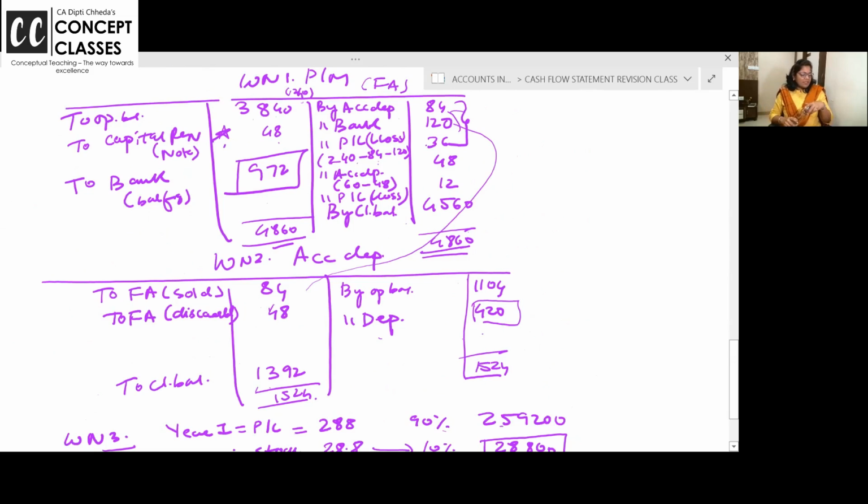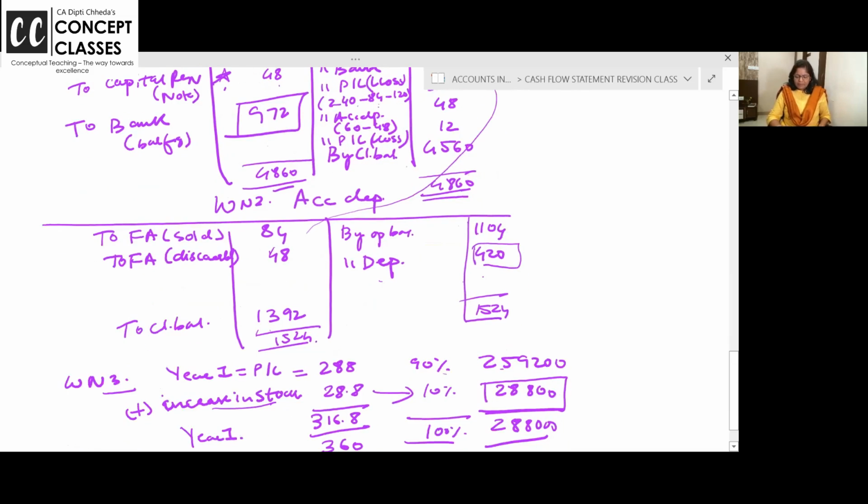I have answers of all the problems. Tomorrow, if you don't want to do one problem, we can just discuss all the problems. That will also help, to see that this problem has this adjustment, so it is to be done this way. Clear? From plant and machinery, what all figures will you take in the cash flow statement? Sale of asset, purchase of asset, and profit and loss. And from accumulated depreciation, only depreciation.